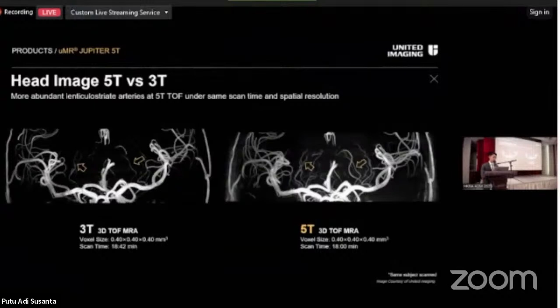Here's another example with 5T and 3T comparisons on the same subject. We can see more abundant LSA, or lenticulostriate arteries, on the 5T. And in the 3T, we can barely make out any of them. Maybe you can see one of them, but in the 5T, you can see them much better with higher accuracy.